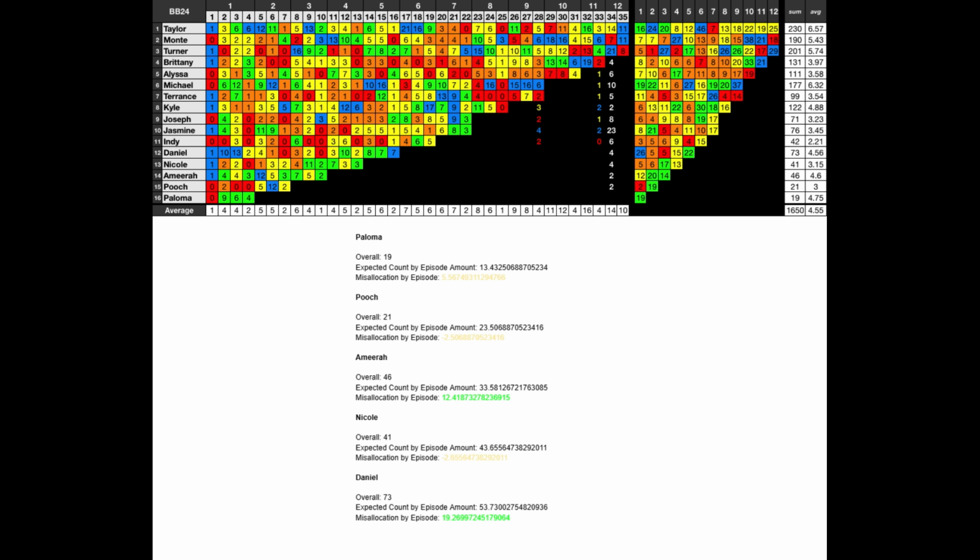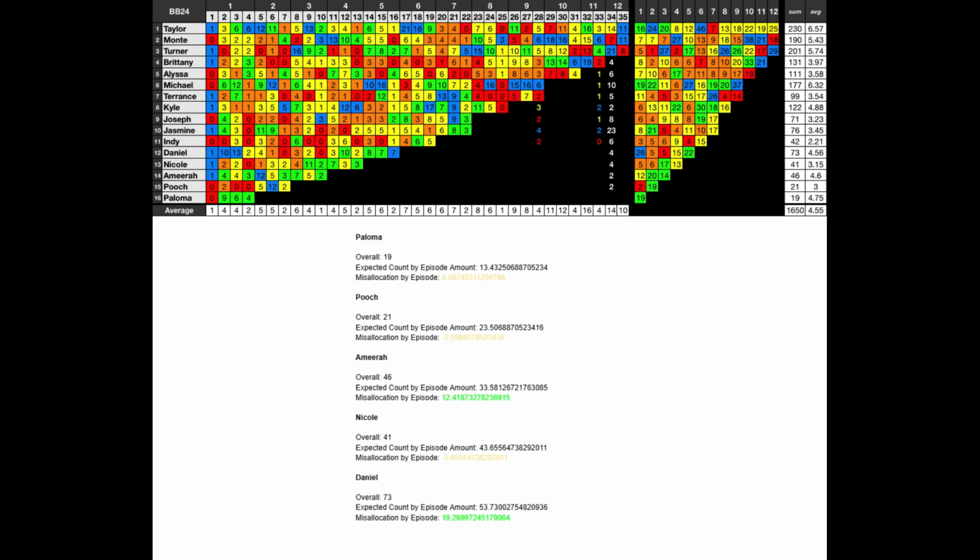Paloma has an average of 19 diary rooms, and her expected count by episode amount is 13.43, causing her to have a misallocation amount of 5.56, so she is in the perfectly distributed median. With Pooch, he has 21 diary rooms, and his expected count by episode amount is 23.5, causing him to have a negative 2.5 misallocation amount, so he's in the perfect median and is very close to having a perfect distribution.